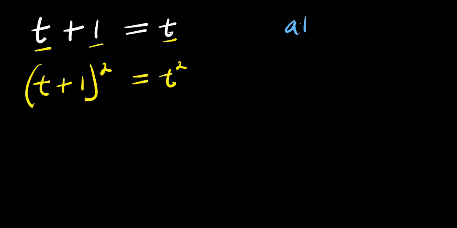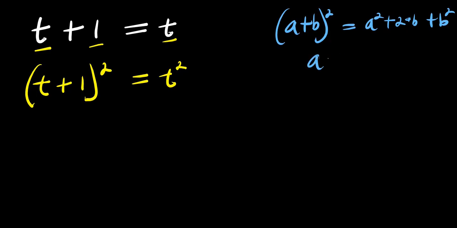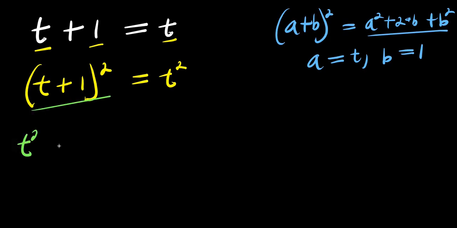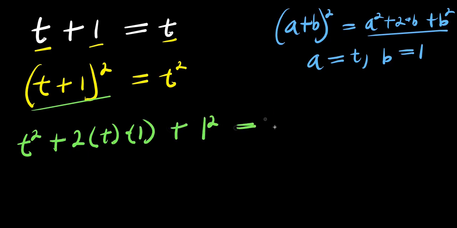If you have a plus b raised to the power of 2, this equals a squared plus 2ab plus b power 2. And in this case, a is t and b is 1. So let's substitute it right here and use this identity in order to expand. Applying the identity here, we are going to have t squared plus 2 times, our a is t, times our b is 1, plus b squared, 1 power 2, equals t squared.